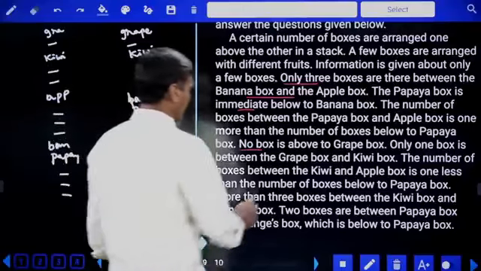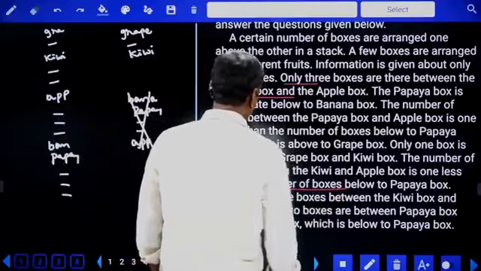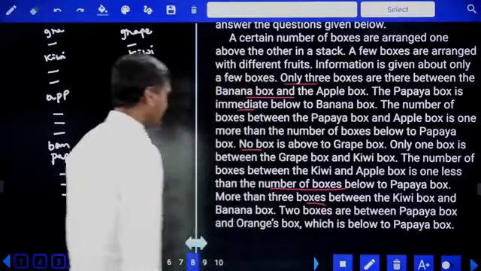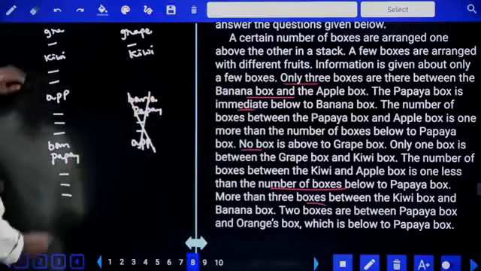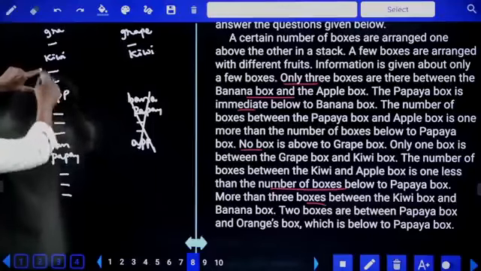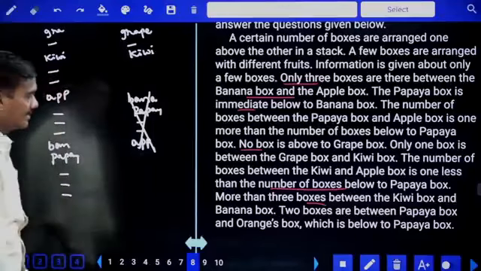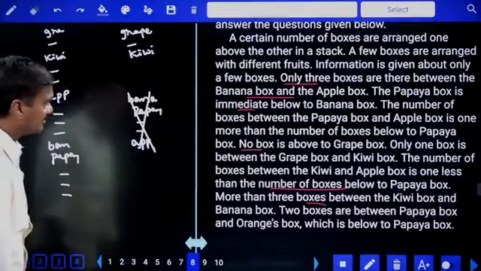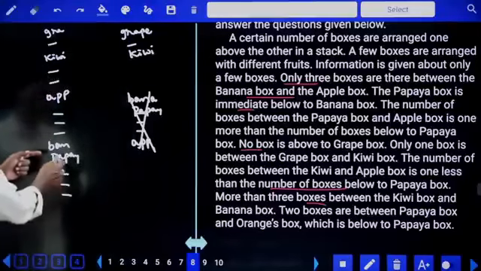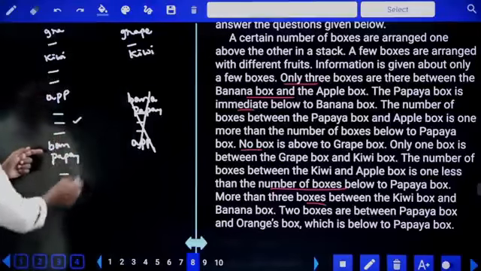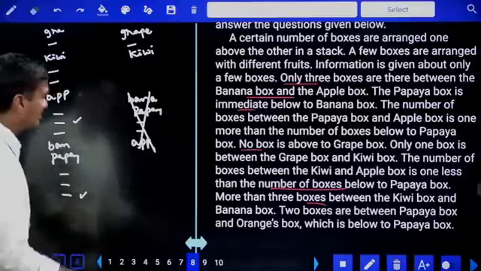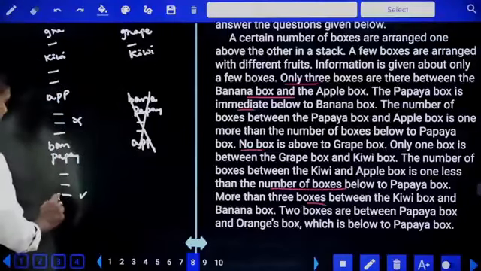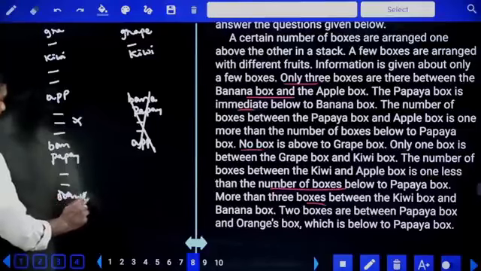Then one less than the number of boxes below papaya, more than 3 boxes between kiwi and banana. Between kiwi and banana, there are 6, that is more than 3. And 2 boxes between papaya and orange. Hence orange can be here, or here. And orange box is below papaya, hence this must be orange. The bottom box is orange.